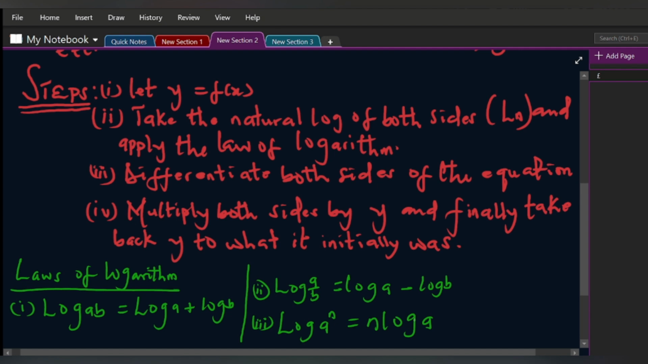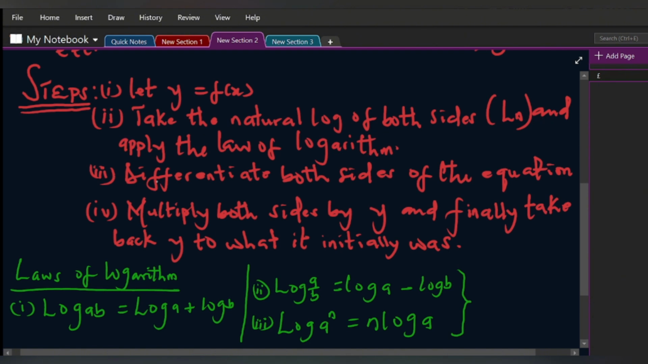Use the power to multiply the log. These are the three laws of logarithm. So these laws of logarithm will take effect from step 2. Remember, step 2 says take the natural log of both sides, ln, and apply the law of logarithm.